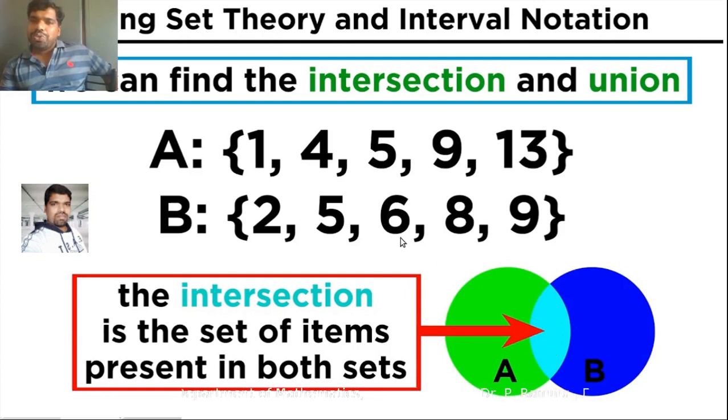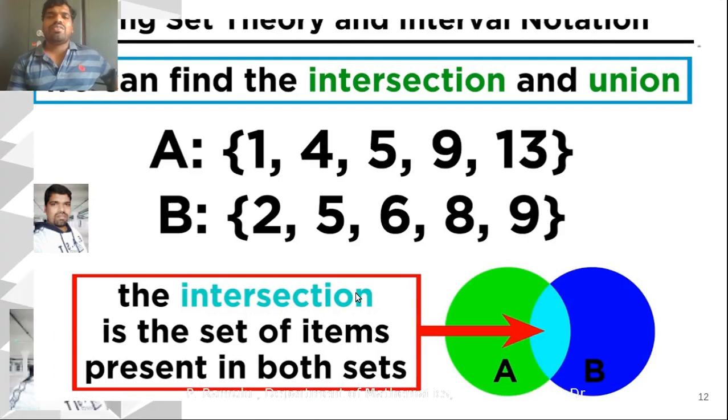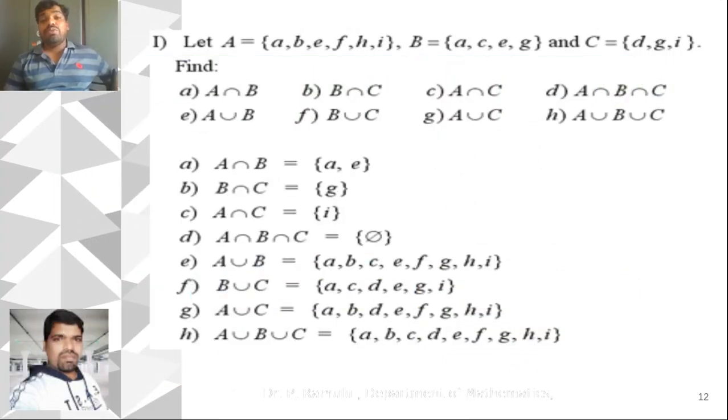Union is nothing but this whole thing. If I write the union, what do we get? 1, 2, 4, 5, 6, 8, 9, 13. So A union B is equal to {1, 2, 4, 5, 6, 8, 9, 13}. A intersection B is equal to {5, 9}. These are the simple concepts of sets. Simple example of union and intersection. Now I want to go to some problems.